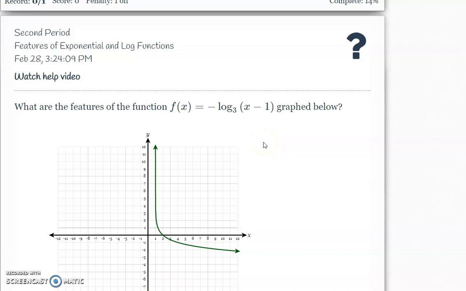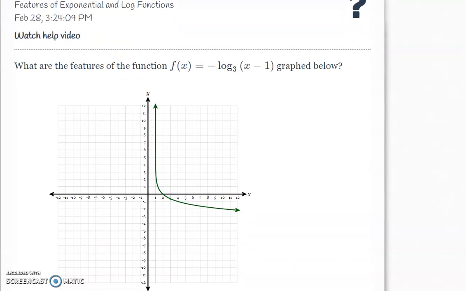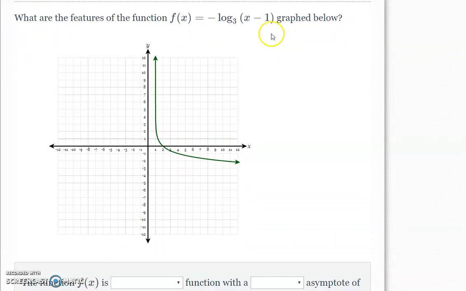So this one says, what are the features of the function f of x equals negative log base 3 of x minus 1 graphed below? And it's graphed below. One of the things I'm posting to your e-class is what was on the board that I kept referring to today that was sort of like your cheat sheet for comparing exponential functions and logs. You might want to have that out. And on that, you should see, remember that for log functions, we have a vertical asymptote. So we're seeing that.